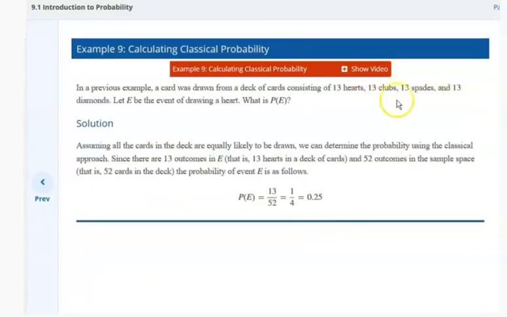Now for number 9, we're dealing with our deck of cards, and there are 52 cards in the deck. What is the probability of getting, let's say, a heart? Well, 13 hearts in the deck, 13 out of 52, that would be 1 out of 4. So again, this one was sort of easy, and again, you're hopefully developing a background.